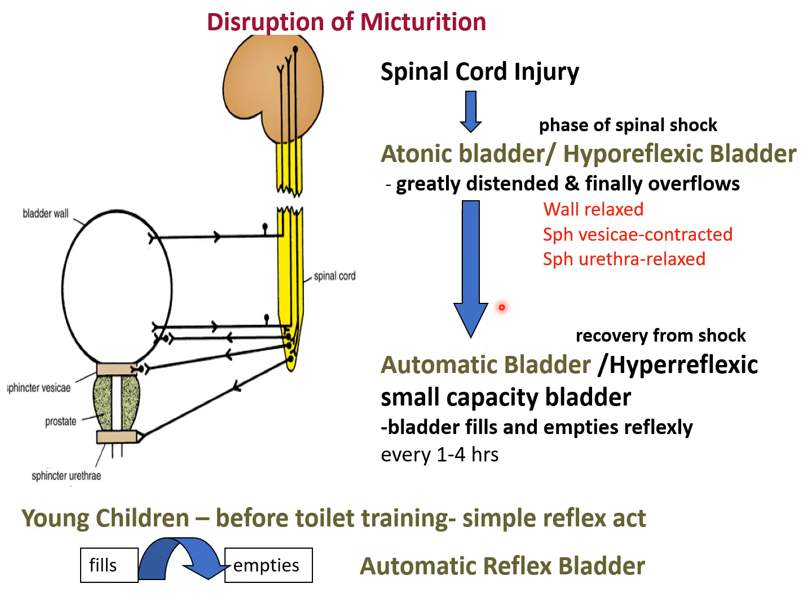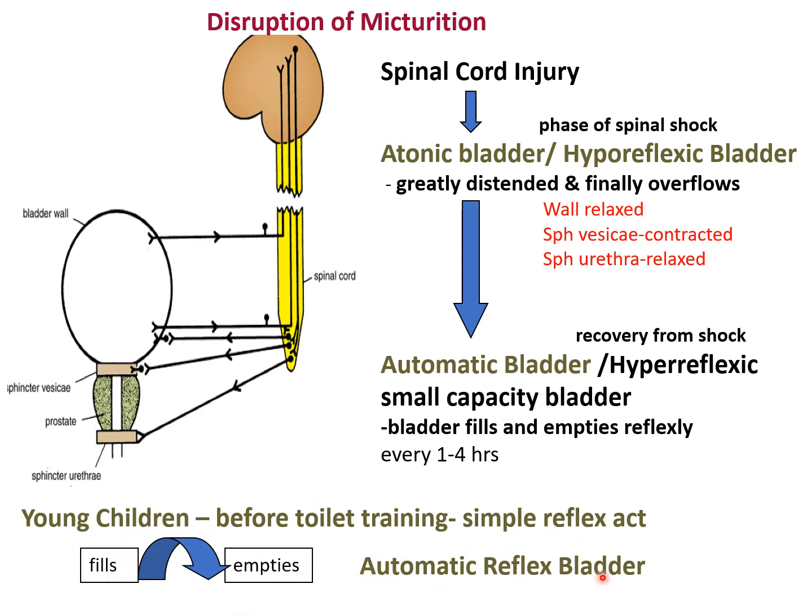Now, after a few weeks, when the patient has been stabilized and whatever spinal reflexes had to come back and whatever neural activity has returned, the patient will have an automatic bladder. What do you mean by an automatic bladder? Now the spinal cord is injured, right? So the information is not moving from the spinal cord to the higher centers. So the bladder fills and it empties reflexively every 1 to 4 hours. It becomes like young children before toilet training. It's a simple reflex act. It fills, it empties. It fills, it empties.